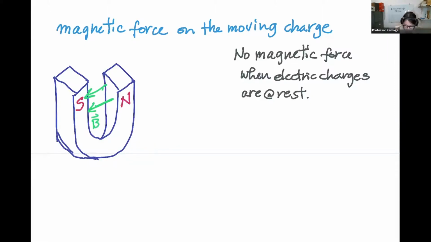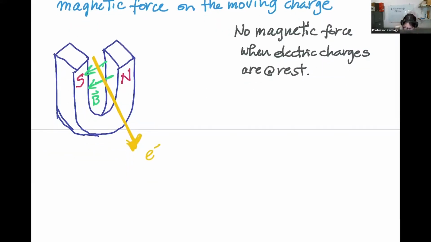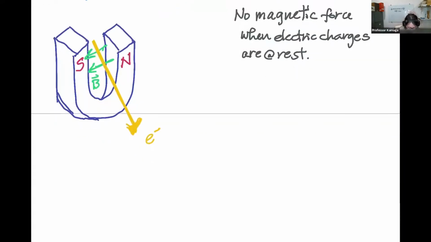Let's see, moving electric charge. So I'm just going to shoot the electron. Electron beam, what color would be good? Yellow. The electron beam is coming in this direction. So when you have electrons coming that way, you do not have to 100% memorize it, but I want you to know the relationship.